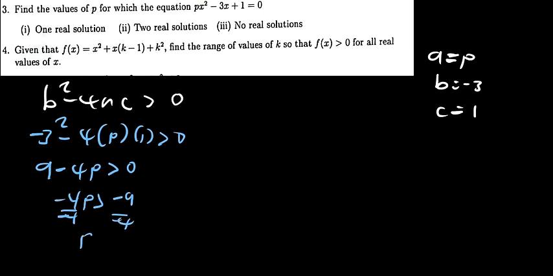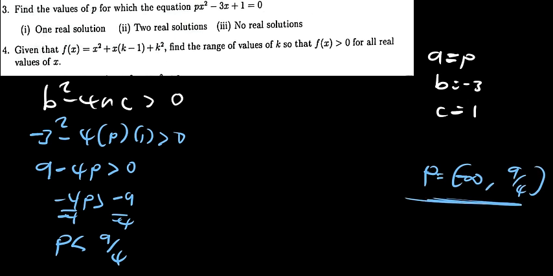So p will be greater than... The moment you divide by a negative, the sign will change. So p will now be less than 9 over 4. Meaning that the value of p will be from negative infinity all the way to 9 over 4. That will be the values of p.